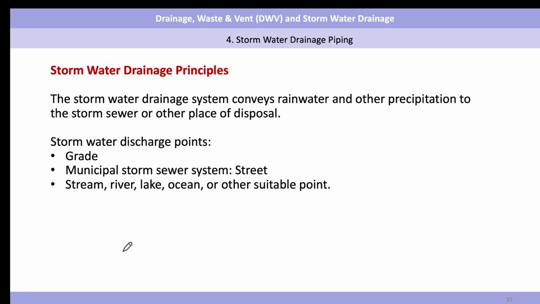And then I also listed some principles of stormwater drainage. The stormwater drainage system conveys rainwater and other precipitation to a storm sewer or other place of disposal. Stormwater discharge points include the gutter, the street, and also a final point: stream, river, lake, ocean, or other suitable point. Because it is relatively clean water, we can consider these. But for drainage from plumbing fixtures, we cannot do that. We have to treat it or deliver it to a treatment company.